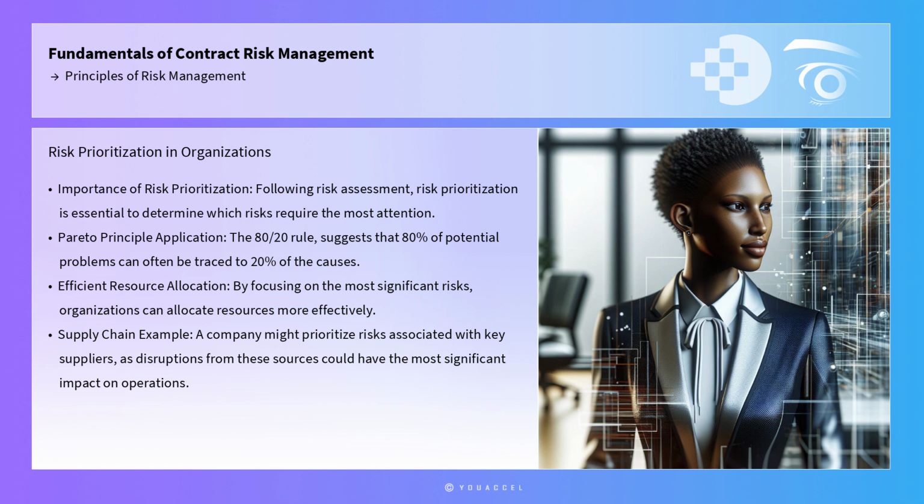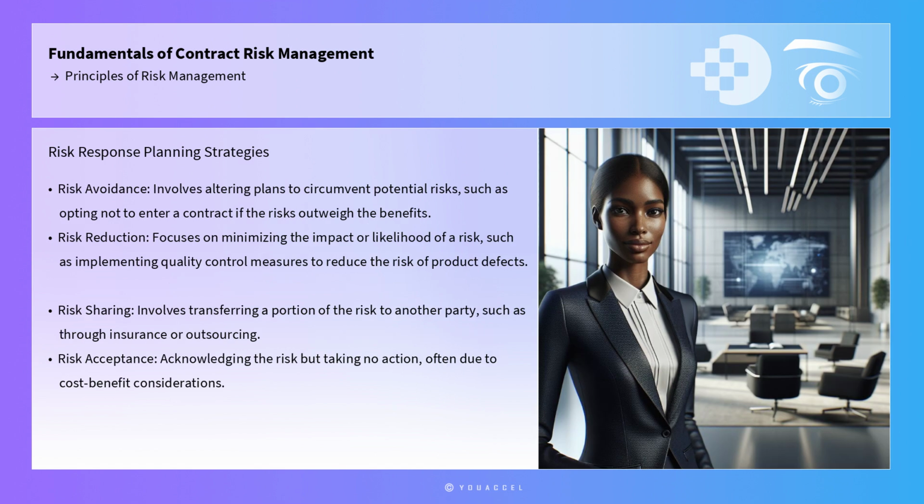For instance, in a supply chain contract, a company might prioritize risks associated with key suppliers, as disruptions from these sources could have the most significant impact on operations. Risk response planning then comes into play, involving the development of strategies to mitigate identified risks. These strategies can be categorized as risk avoidance, reduction, sharing, or acceptance.